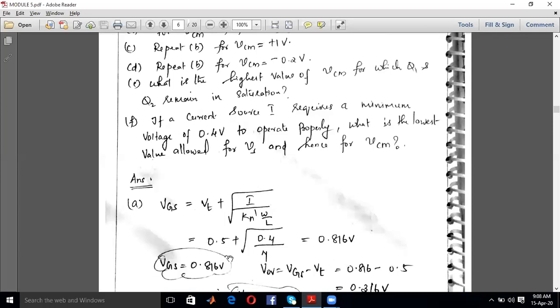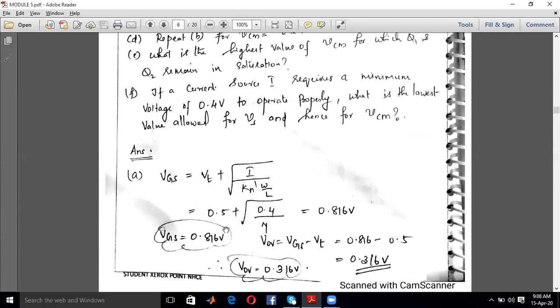So once you get VGS, simply you can calculate VOV. That is, you know that overdrive voltage is nothing but the difference between the gate source voltage and threshold voltage. So VT is given. So 0.816 minus 0.5 will get you 0.316 volt, which is equal to the overdrive voltage.